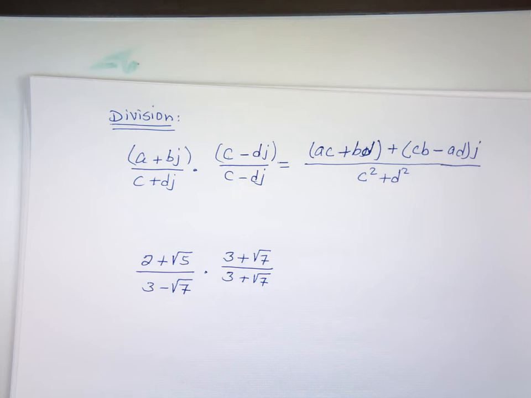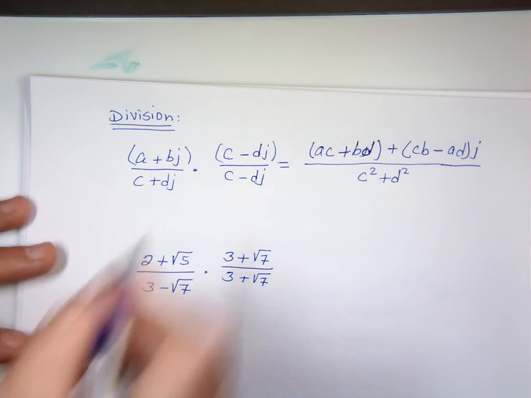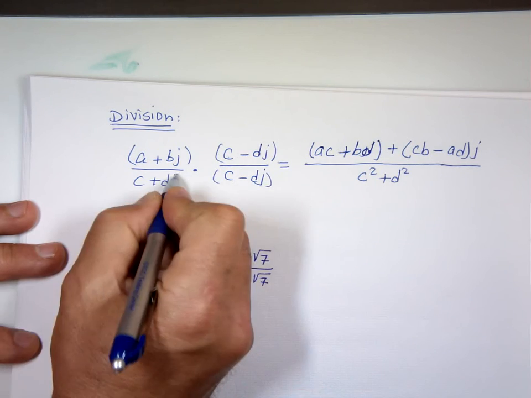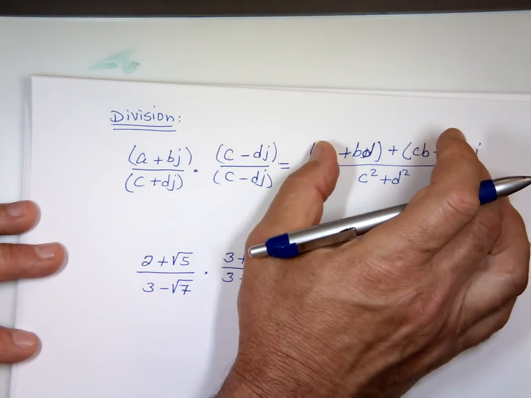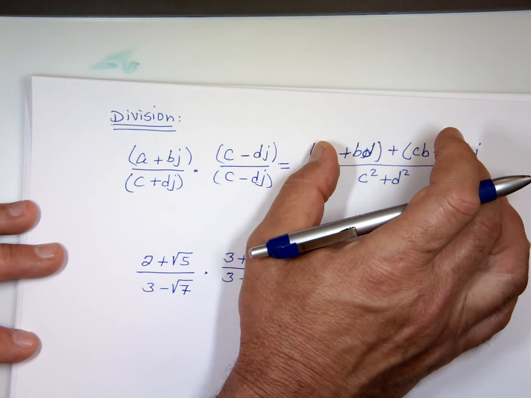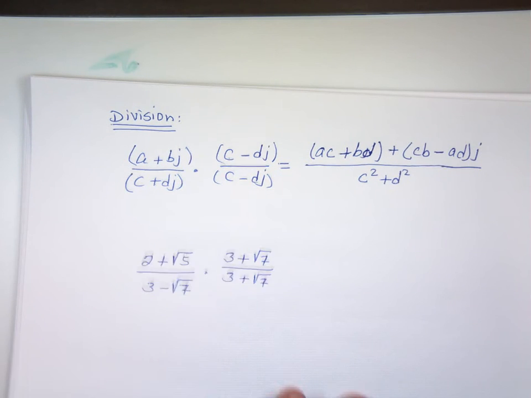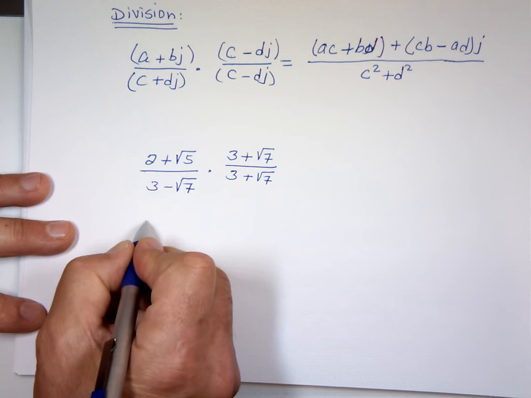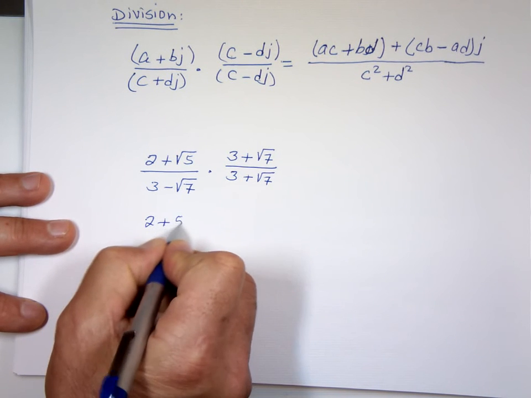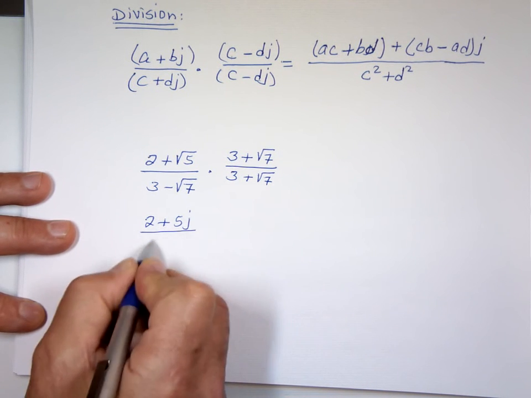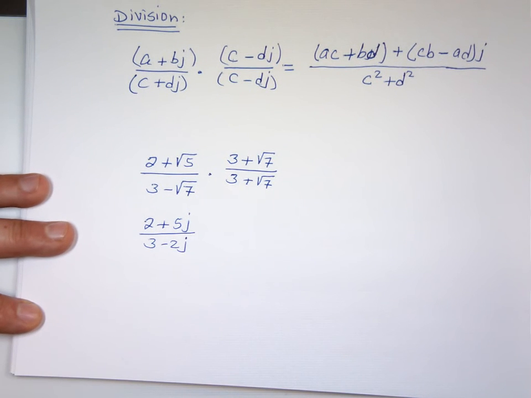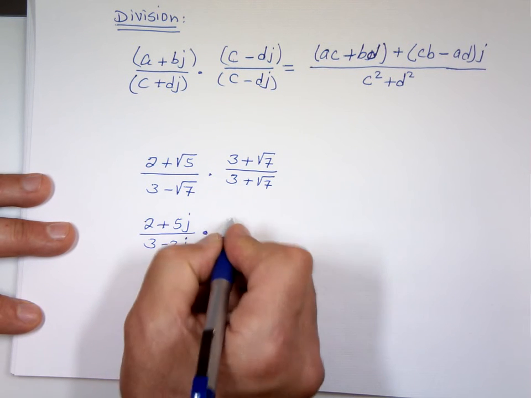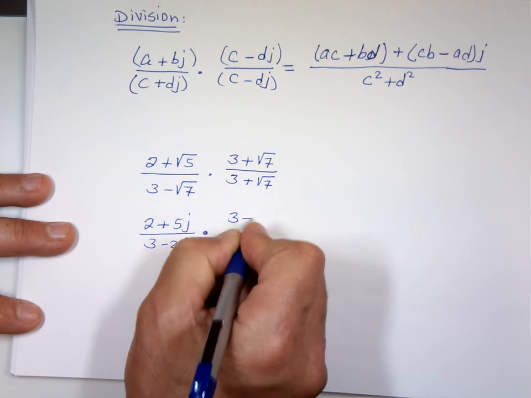All I did, I just did the FOIL method in my head. I multiplied this with this and cleaned it, and I multiplied this with this and I cleaned it, collect like terms. That's all I did. So let's take an example. 2 plus 5j divided by 3 minus 2j, and you want to divide them. I'm going to multiply the top and the bottom by the complex conjugate, which is 3 plus 2j.